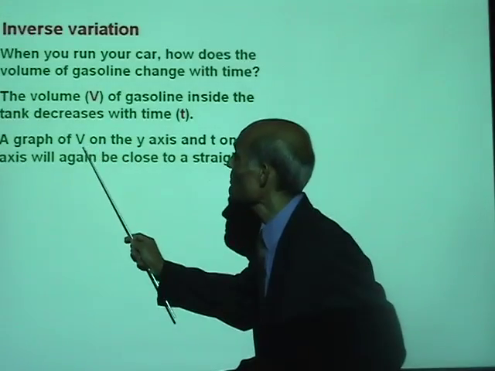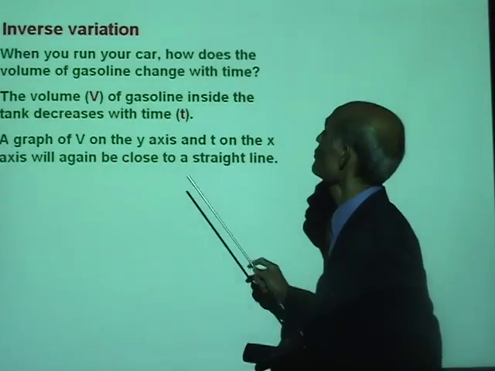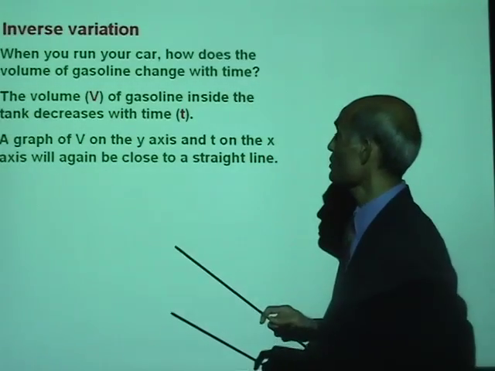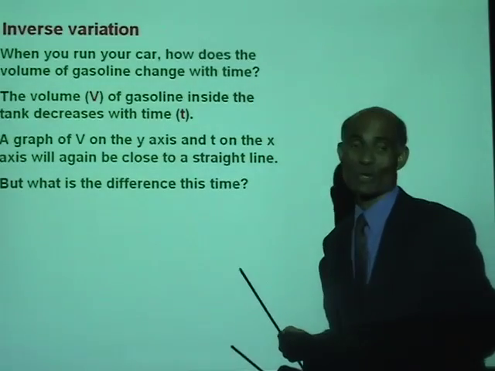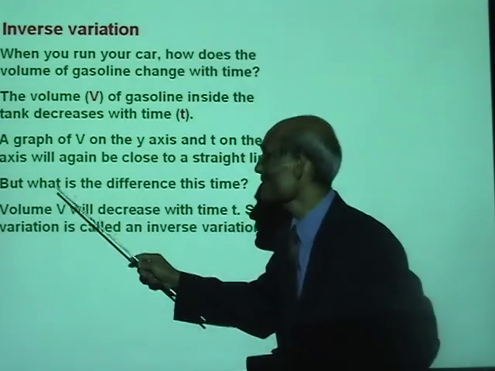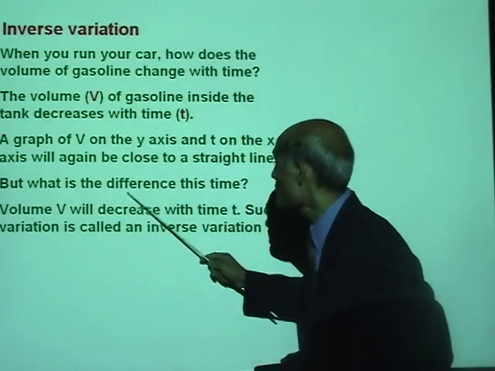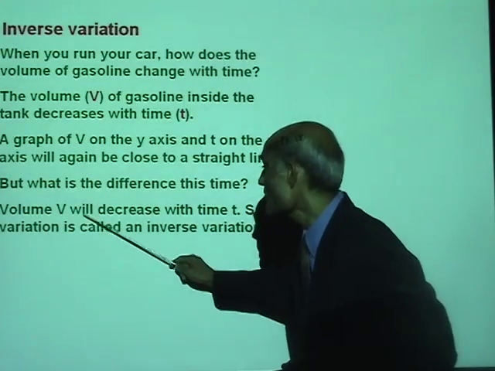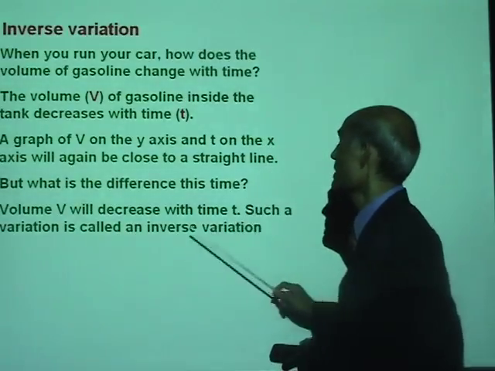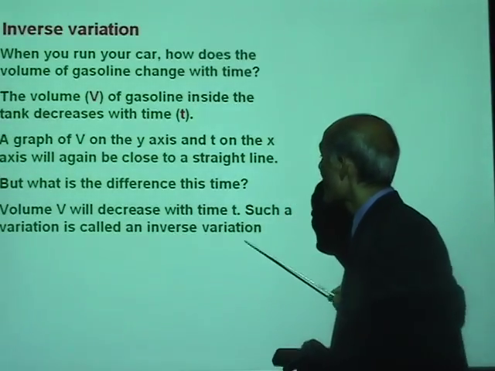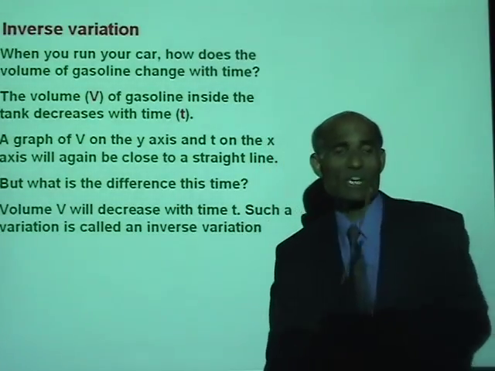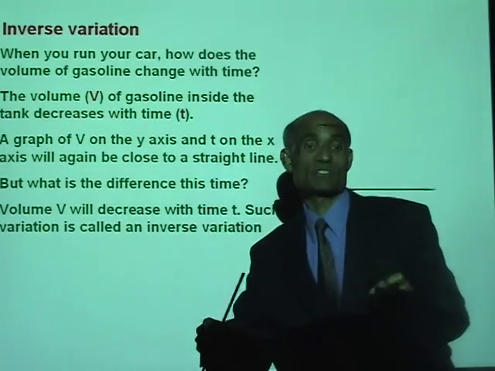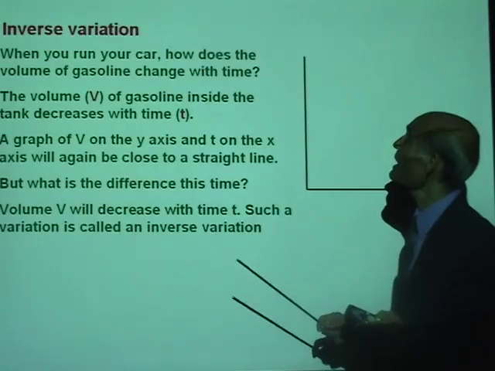If you draw a graph of V on the y-axis and t, the number of hours you drive, on the x-axis, how will it look? And what is the difference this time? Volume V will decrease with time. Such a variation is called an inverse variation. As time increases, the volume is going to decrease. Let's draw the graph and see how that's going to look.